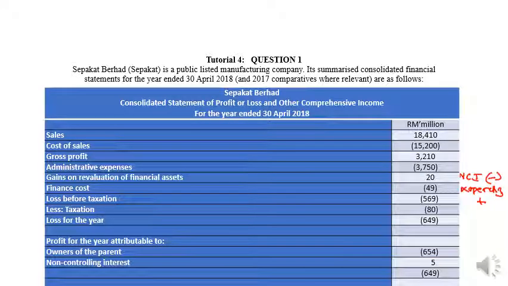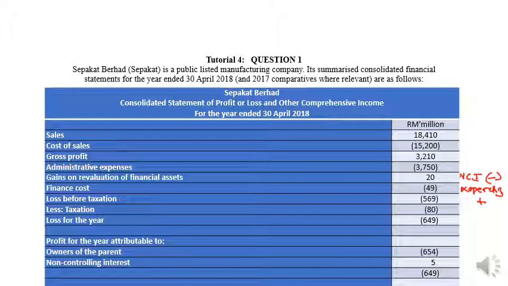Okay, we're going to continue once again with your Tutorial 4 regarding your cash flow statements. So we're going to look at SPACAT here. SPACAT, this is a consolidated statement of profit or loss. The cash flow statement that we're going to prepare here will be based on the indirect method.